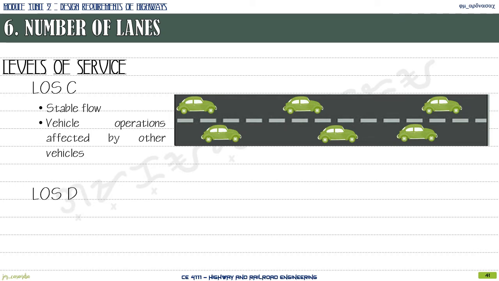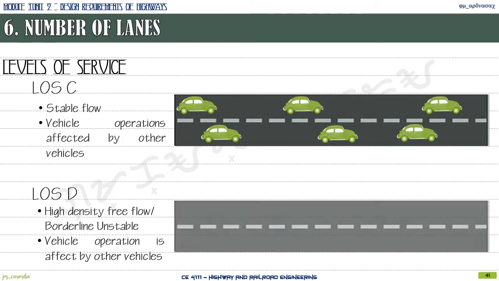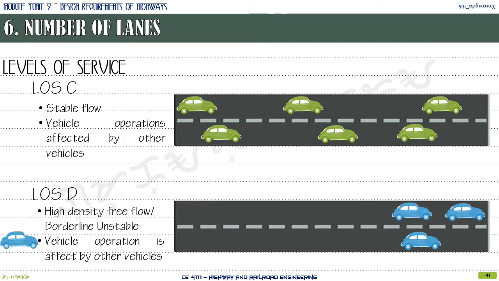Next, we have LOS D, which is your high density free flow or borderline unstable, meaning it is near capacity already. So same as LOS C, the vehicle flow is also affected by other vehicles. We'll have more vehicles traversing your road section at the same time.